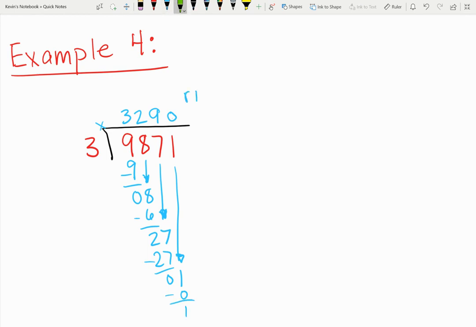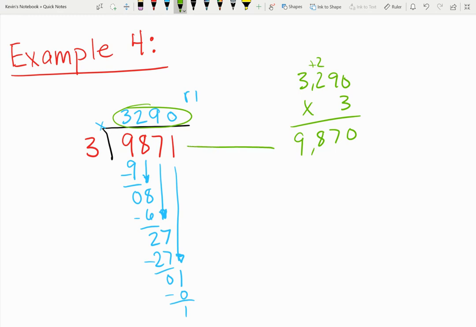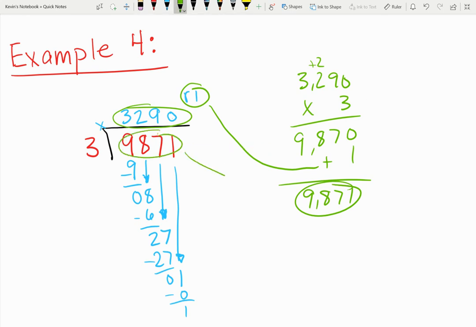So let's check our work. So I'm going to take this quotient, 3,290, multiply it times 3. Okay, 0, 27, carry my 2 over. 2 times 3, 6, plus 2 is 8. 3 times 3 is 9. Now, remember, 9,871, we're trying to get it to match, but don't forget we got to add our remainder of 1. So now we have 9,871. These two now match, meaning my dividend.